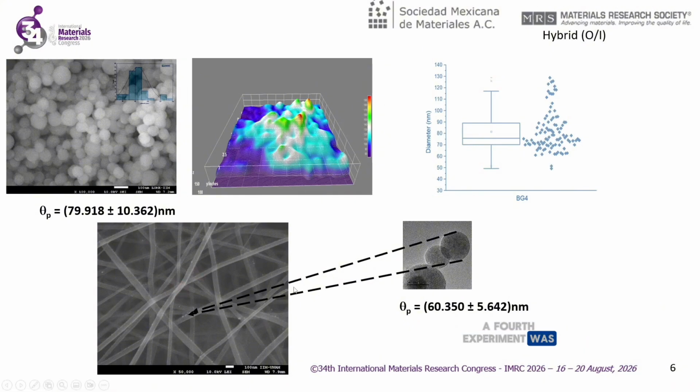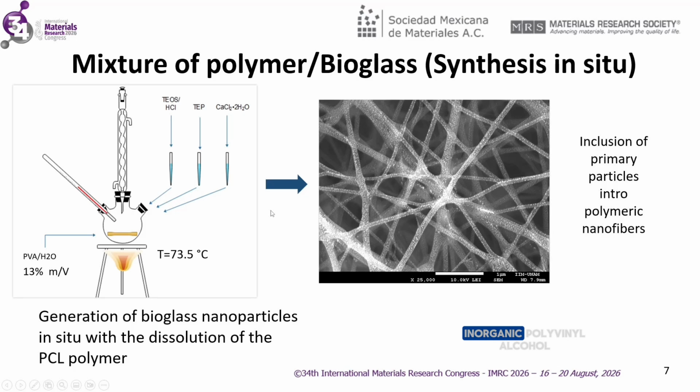A fourth experiment was conducted where an organic-inorganic polyvinyl alcohol bioglass hybrid with a silica, calcium oxide, phosphorus pentoxide composition was obtained. The compounds that form the bioglass, such as tetraethyl orthosilicate, triethyl phosphate, and calcium chloride dihydrate, are added in situ to a flask where the dissolution of polyvinyl alcohol in water takes place. The process takes place at 73.5 degrees centigrade for 2 hours. Once the solution is obtained, electrospinning is carried out.